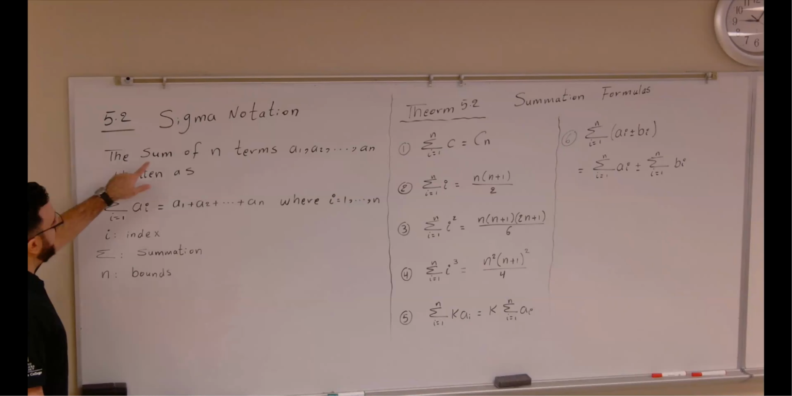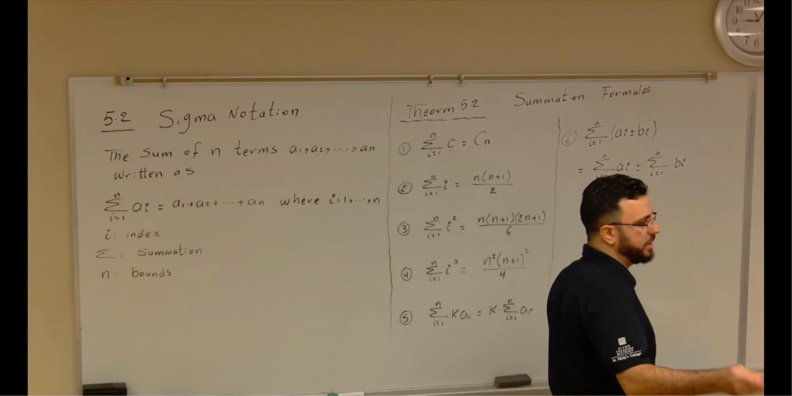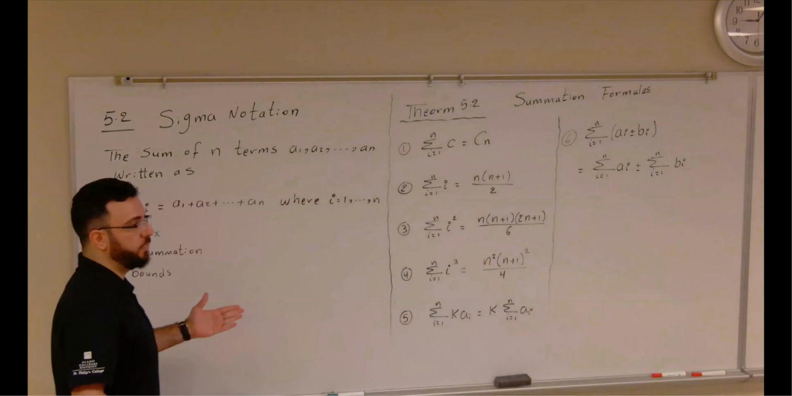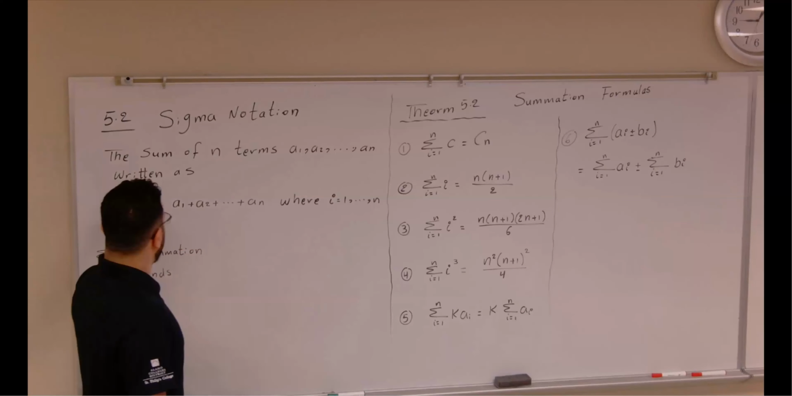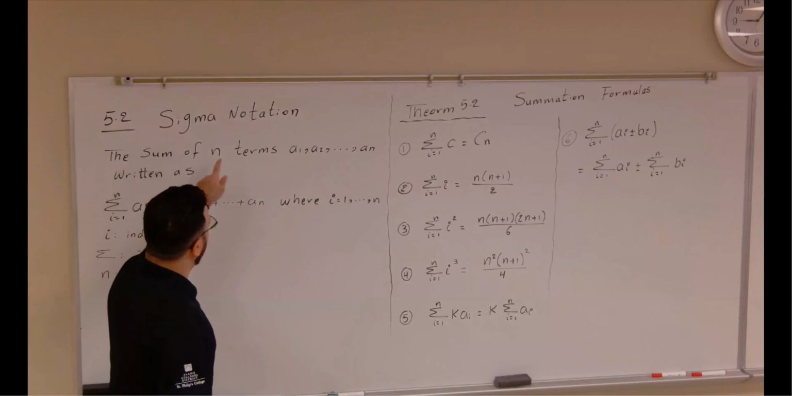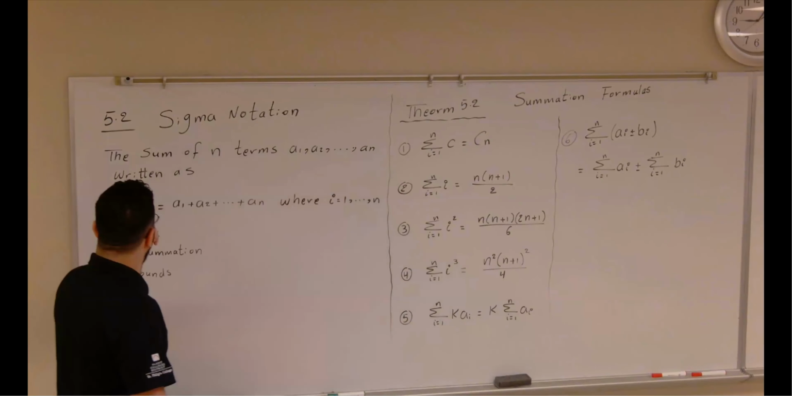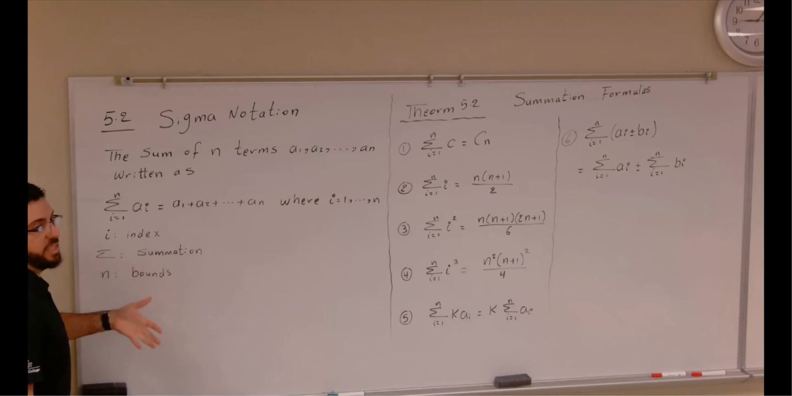The sum of n terms. So if you have n numbers, let's say from 1 to 100, how much is going to be the sum for these numbers? If you add 1 plus 2 plus 3 plus 4. So the sum of n terms, a1 until an, written as this is called summation, which is the sum.